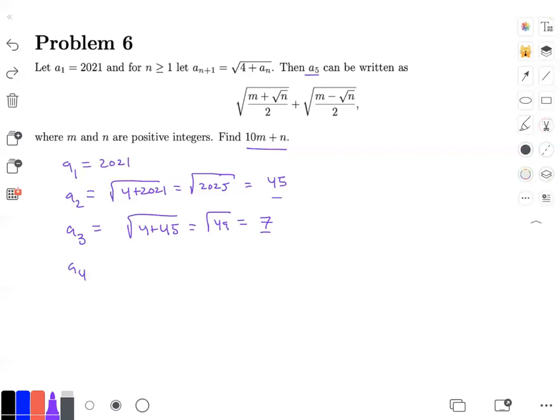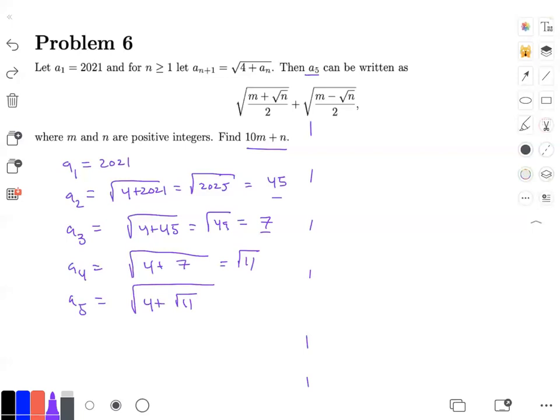So let's go to a sub 4. This is probably where we'll start getting into the irrational numbers. We have the square root of 4 plus a sub 3. A sub 3 is 7, so this is equal to the square root of 11. And then a sub 5 is equal to the square root of 4 plus a sub 4, which is the square root of 4 plus root 11. So this is ultimately what we want to express as this thing over here.